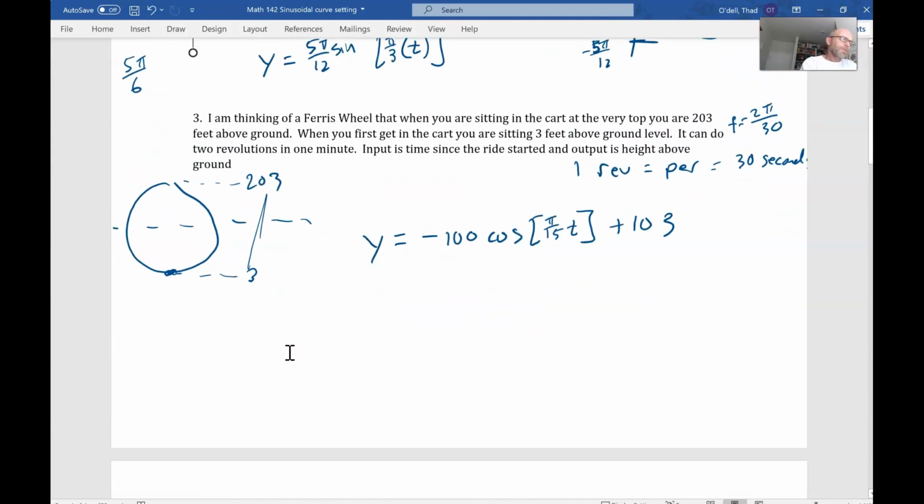So notice when I plug in 0 here, I get cosine is 1. 1 times a negative 100 is negative 100 plus 103. Gives me that 3 at the starting spot.